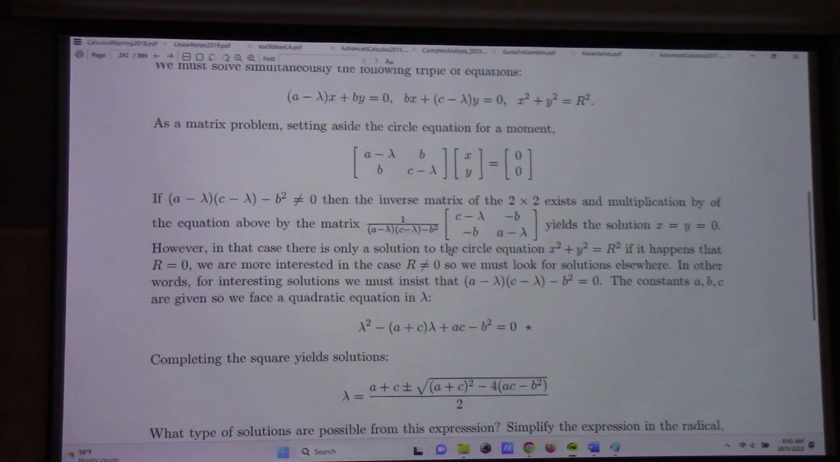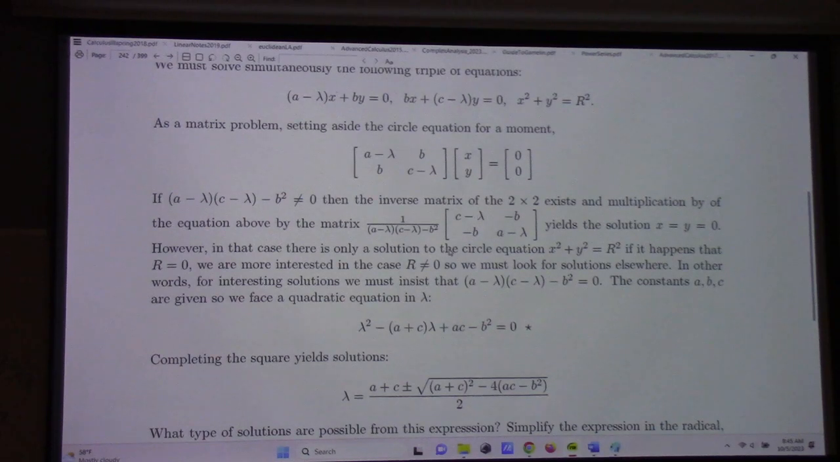Is (0, 0) on the circle, though? Is (0, 0) on x squared plus y squared equals r squared? And if r is positive, definitely not, right? So what does that mean? If the inverse matrix forces me to have the zero solution, what must be the case? It must be that that matrix is one which cannot be inverted.